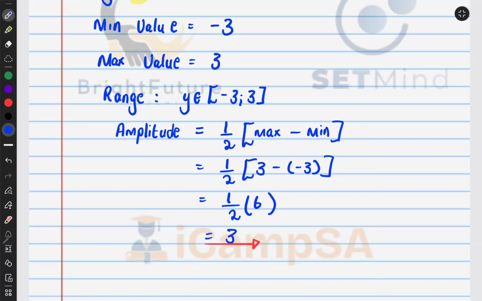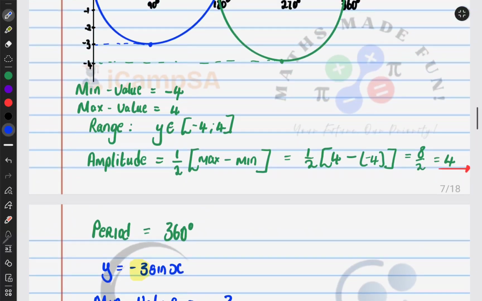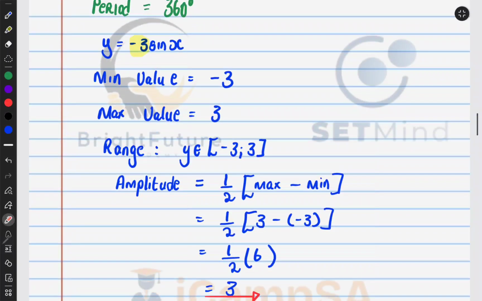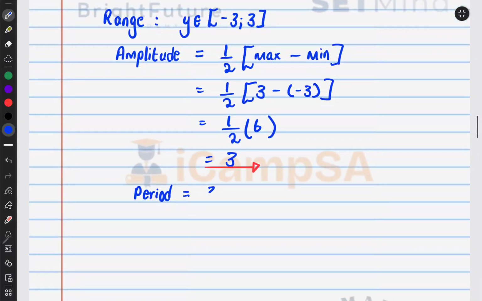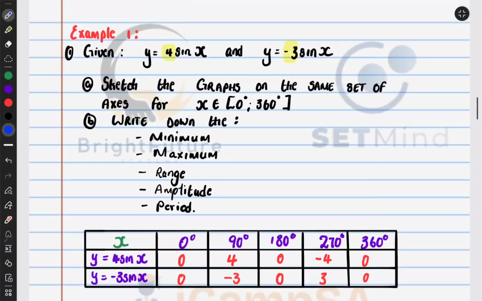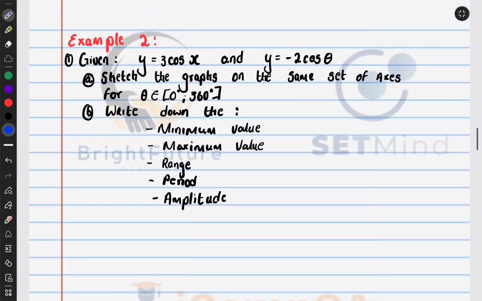Okay, and then next we are asked about the period. 90% of the time the period of the sine function in radians is going to be 360 degrees. You can also see from the graph that the function takes 360 degrees to complete one cycle. So this is our period, 360 degrees. So that is that for example number 1. Let's go ahead and do example number 2.